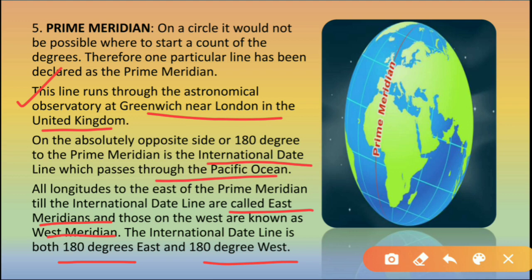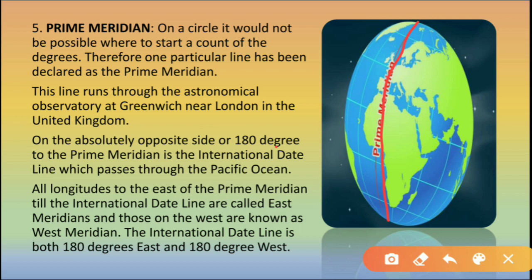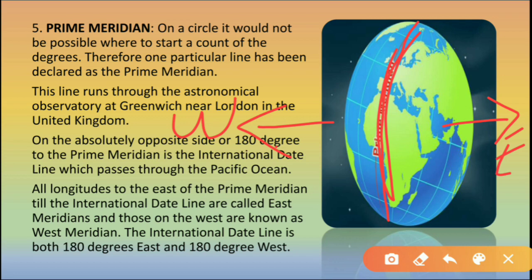I told you that the prime meridian is the center line, and it divides the earth into two parts: the eastern hemisphere and the western hemisphere. This is the prime meridian. We cannot see the other part of the earth. Exactly at the opposite there is the international date line. If you rotate the globe, then exactly opposite to the prime meridian, at the back of the earth, there is the international date line.